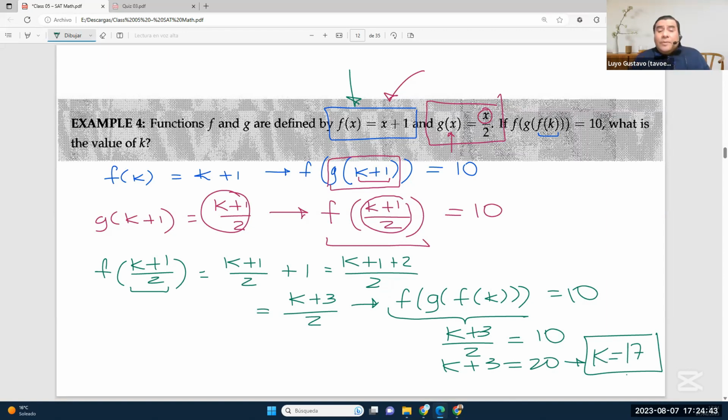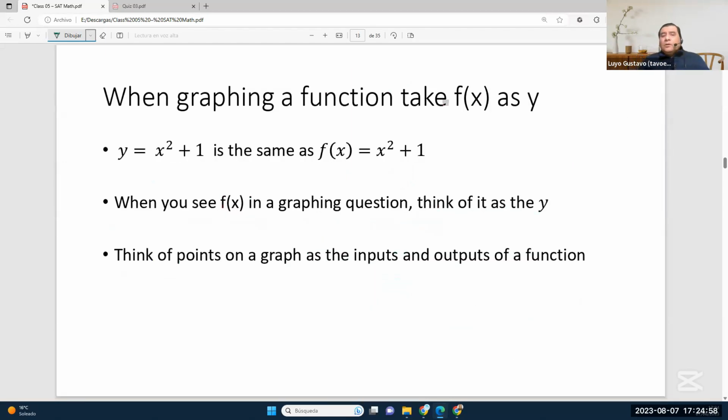All right. Remember that in some questions in the SAT, you will have to input or digit the number. In this case, you would have to digit 17. Okay. Let's see some more examples or some considerations to work with functions.